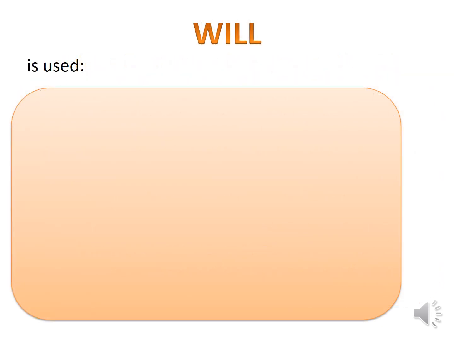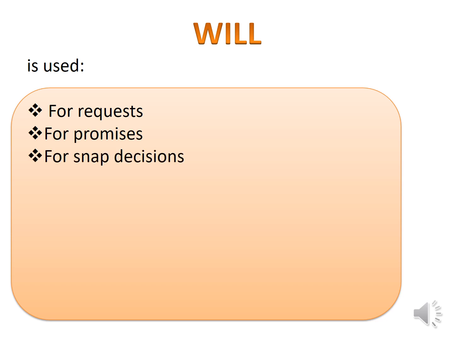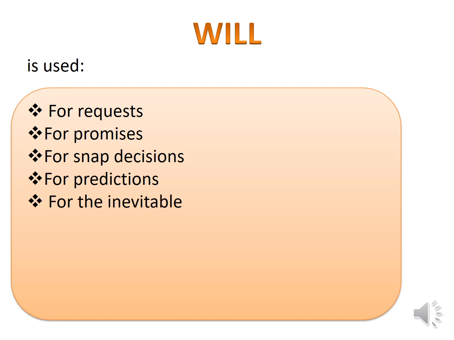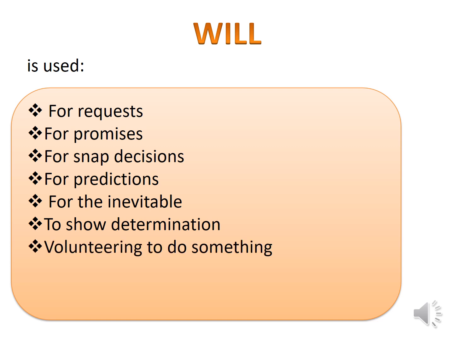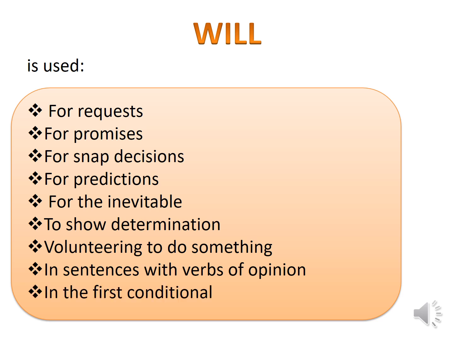Will is used for requests, for promises, for snap decisions, spontaneous decisions, for predictions, for the inevitable, to show determination and volunteering to do something. In sentences with the verbs of opinion in the first conditional.